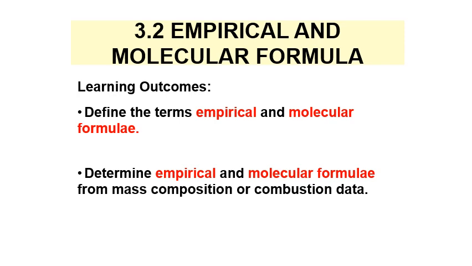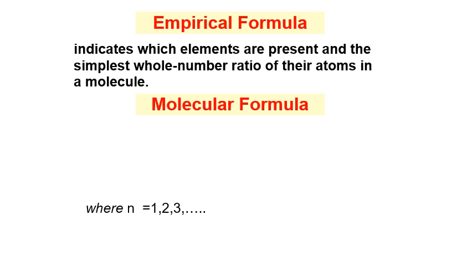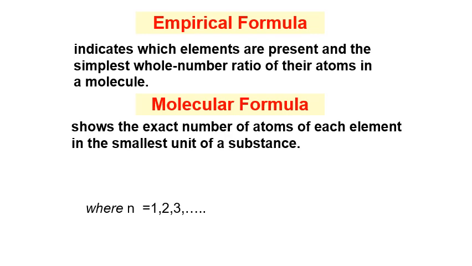To determine empirical and molecular formula from mass composition or combustion data. Empirical formula indicates which elements are present and the simplest whole number ratio of their atoms in a molecule. Molecular formula shows the exact number of atoms of each element in the smallest unit of a substance.